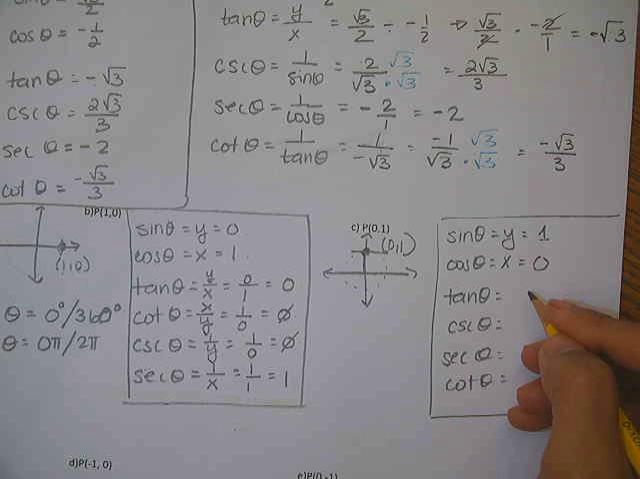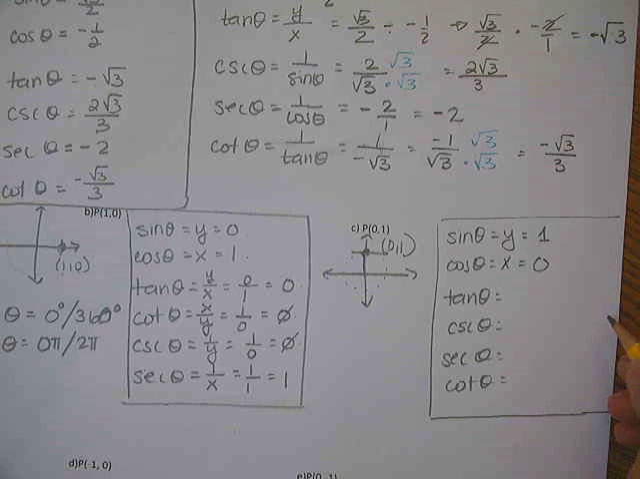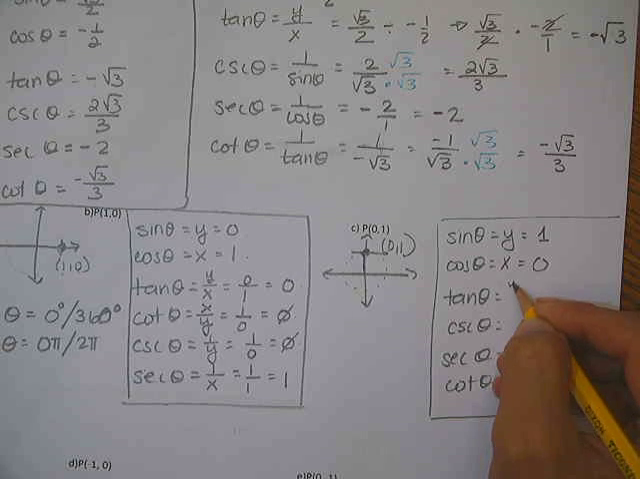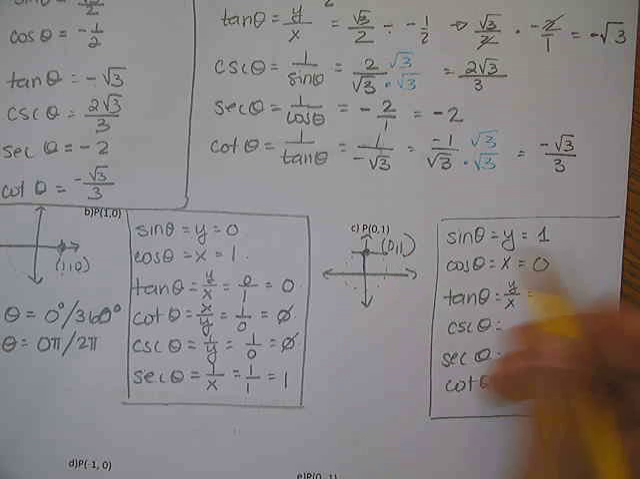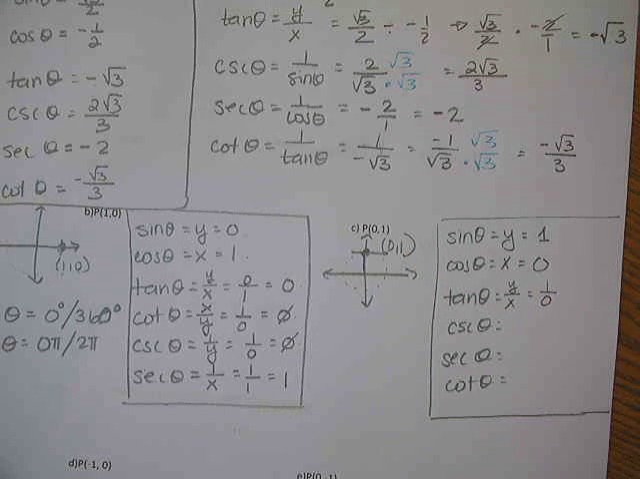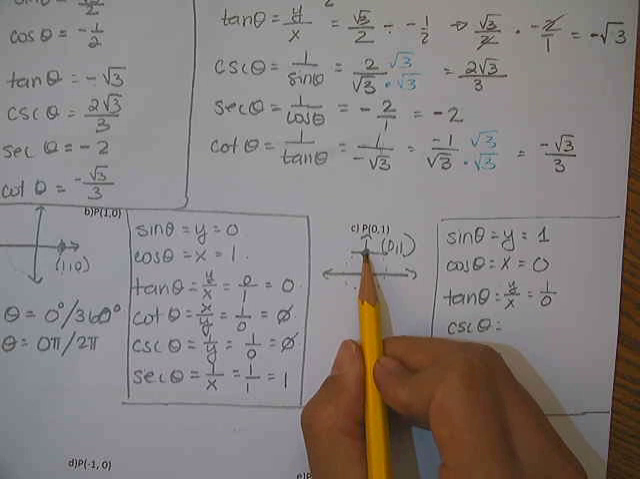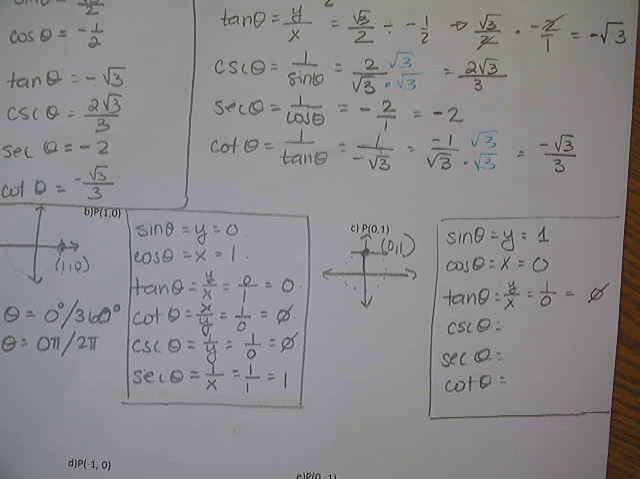Tangent is what over what? Y over x or x over y? Hopefully you're saying that is y over x. Okay. So y is going to be 1. X is 0. And what's happening here? What's happening at tangent at this particular point? It does not exist, or undefined.